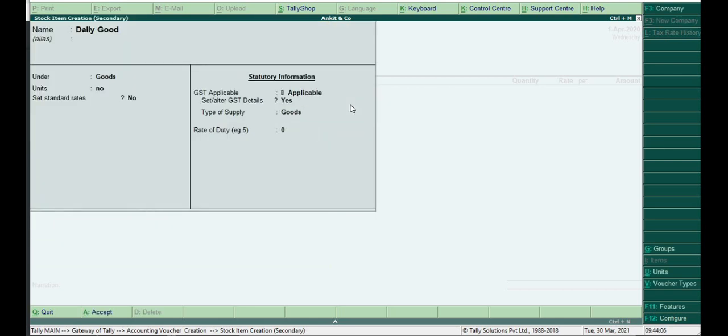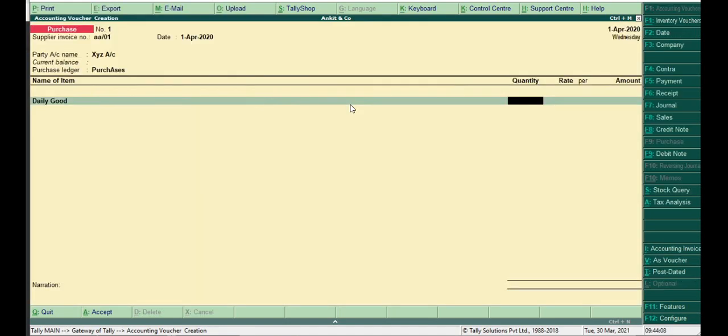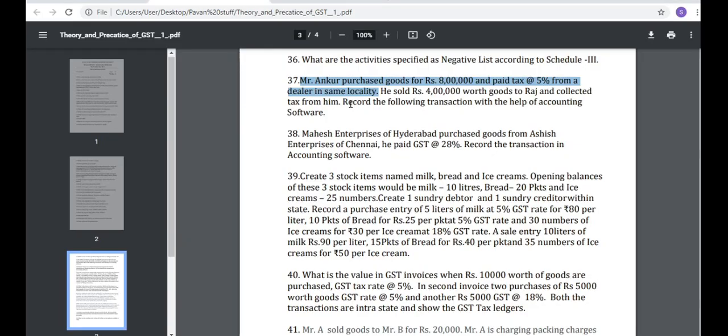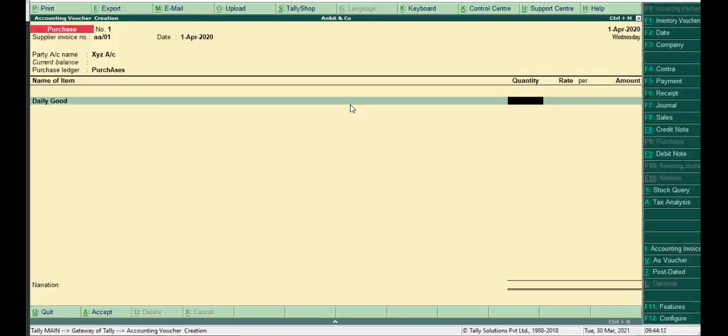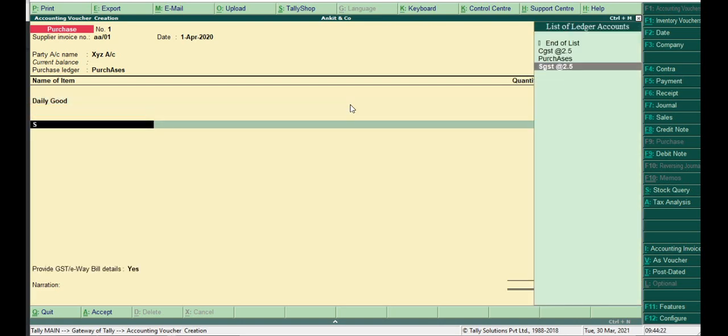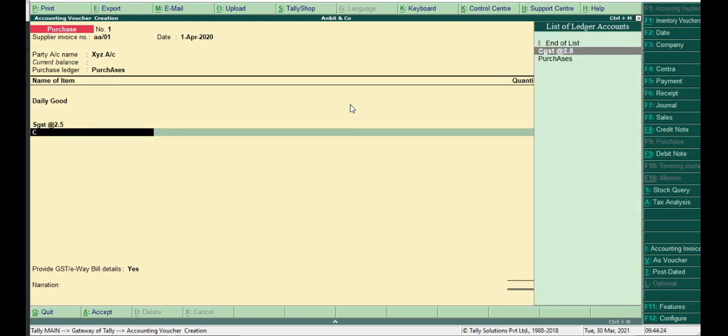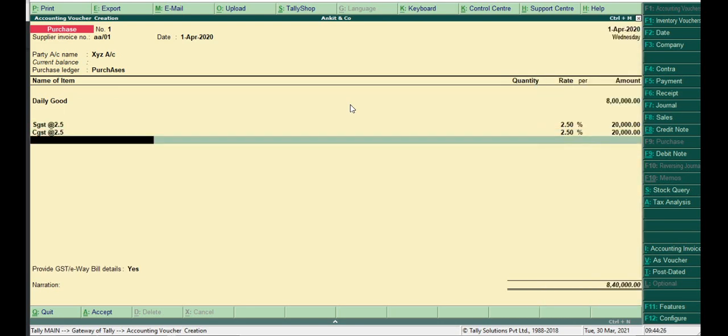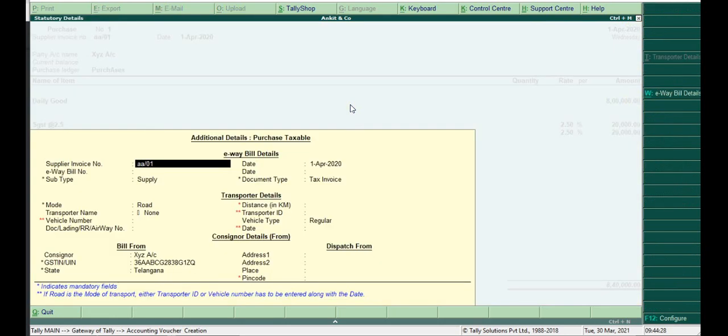These are goods. Enter. So he didn't mention the total quantity, directly he mentioned 8,000. So I am directly going with 8 lakhs. Enter, enter. SGST 2.5 and CGST 2.5. So this is a transaction.